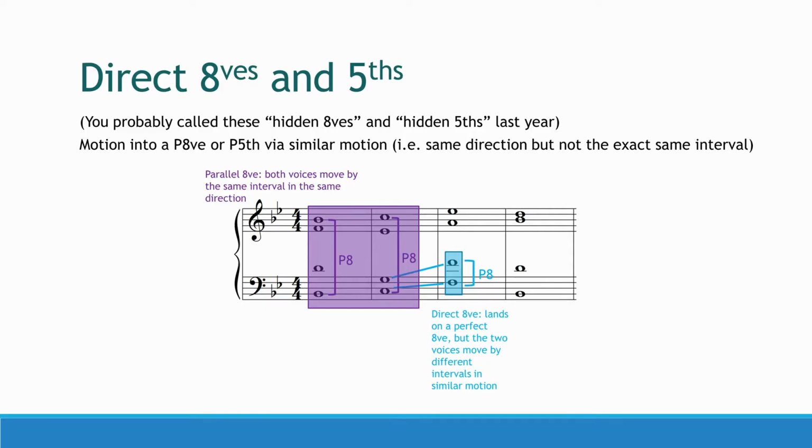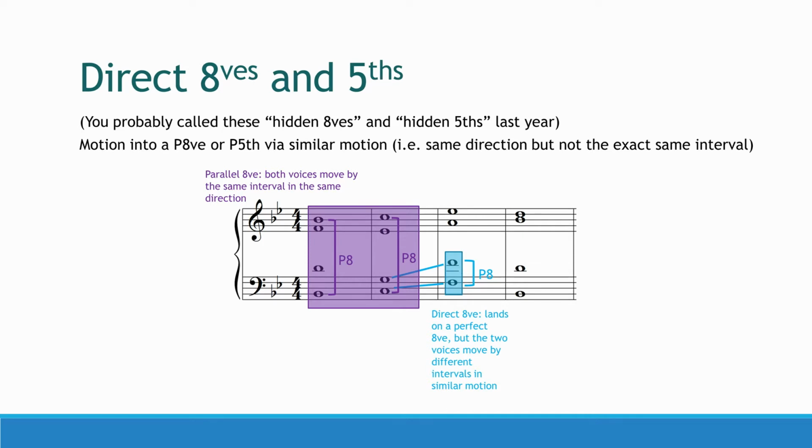So you may have also learned of a related concept last year. I'm going to call this a direct fifth or direct octave, but I believe last year in 191 you probably called this a hidden fifth or a hidden octave. A direct fifth or octave occurs when two voices land on a fifth or octave and they're moving in similar motion. Similar motion means same direction.